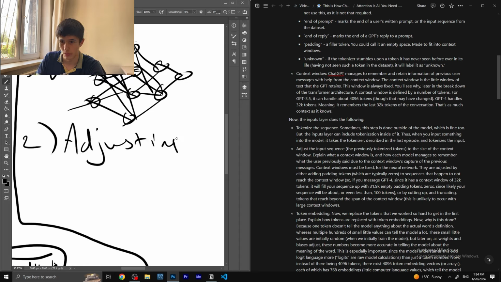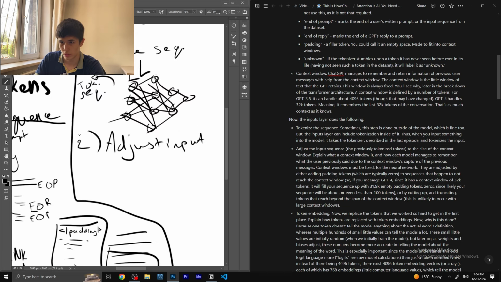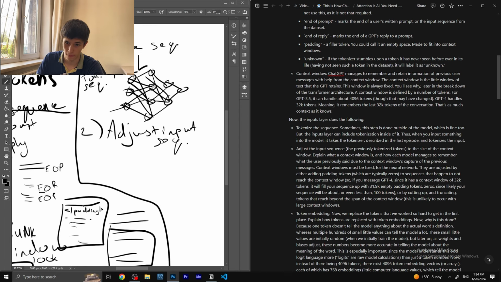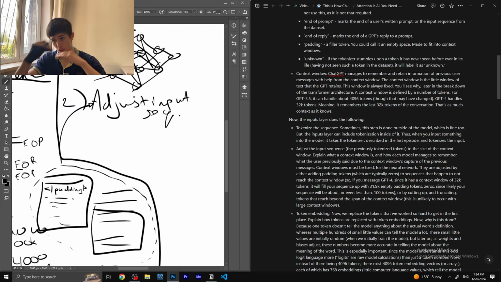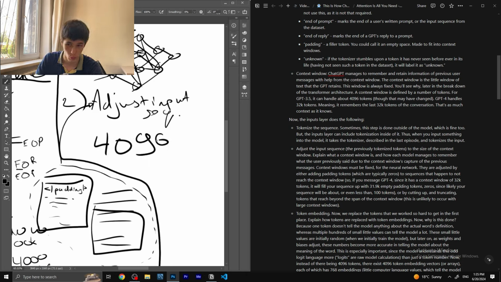Adjust input sequence. And essentially, it does this over here. Adjust the input sequence so that it's correctly sized, either with padding tokens or by cutting it up to the correct size. If it's the correct size, that's completely fine. But it's very unlikely that you will actually generate exactly 4096 tokens. Most of the time, it's just padded up with padding tokens.